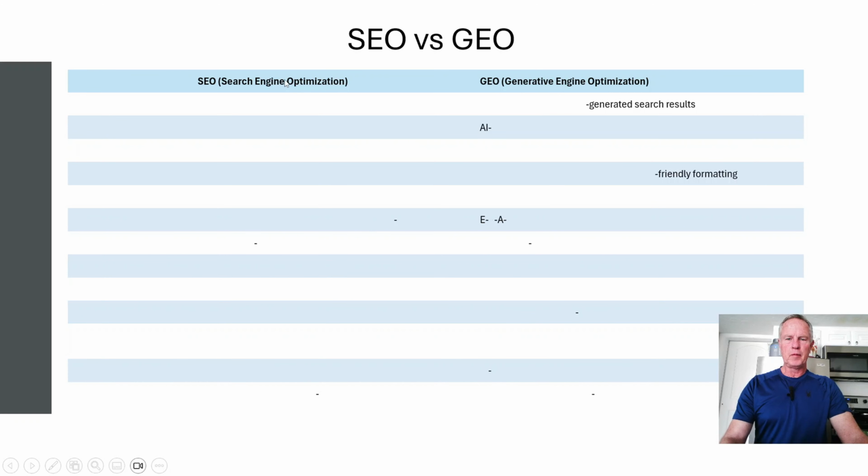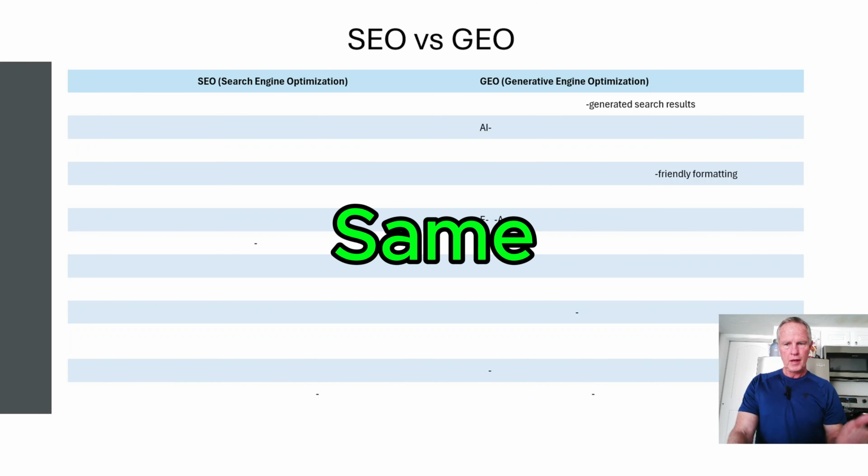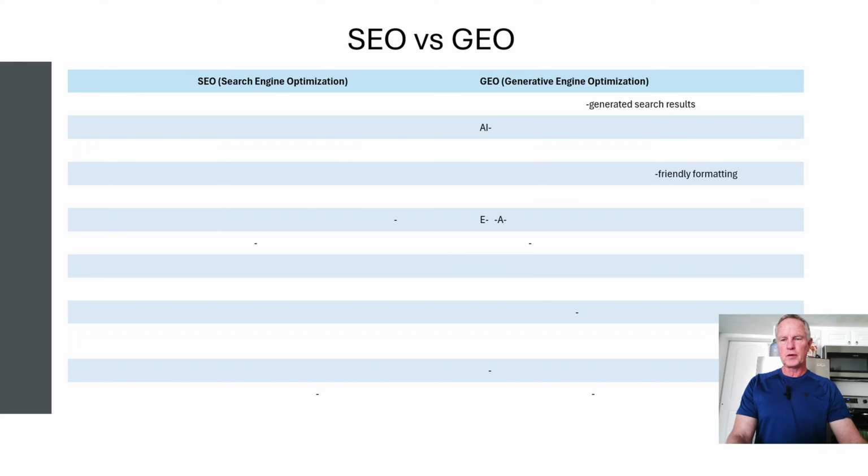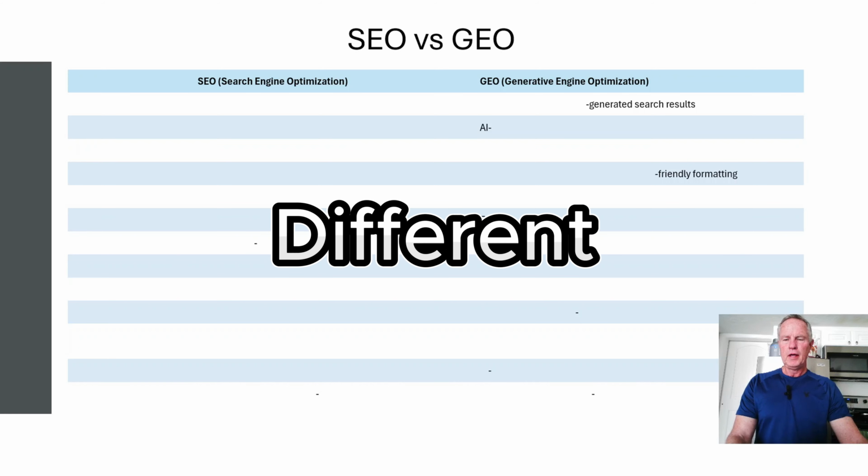SEO will be in this column over here, GEO will be in this column. I want to show the similarities and the differences because some things you just do the same thing, and it affects generative engines or AI kind of the same way it affects search engines, but some things are different. Those are the things I want to highlight.